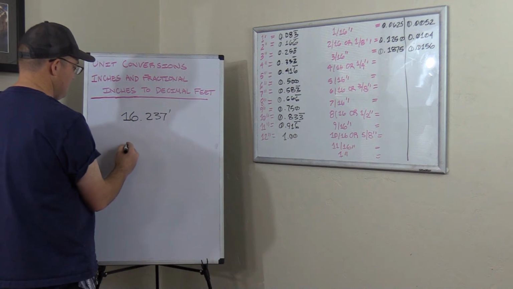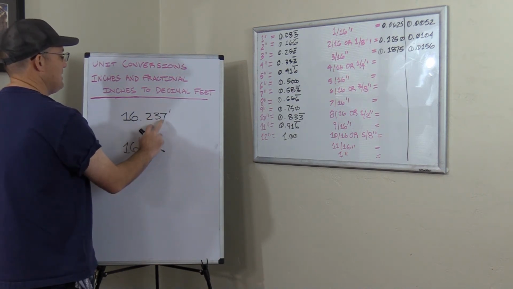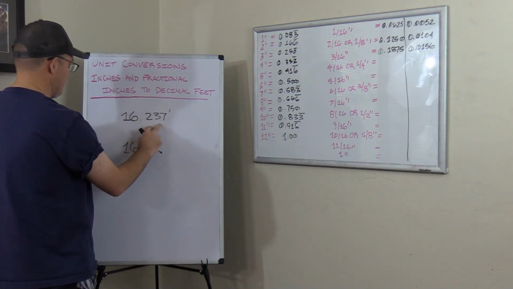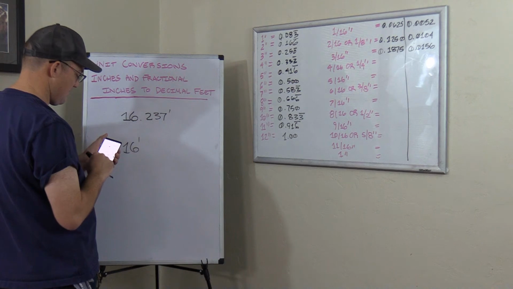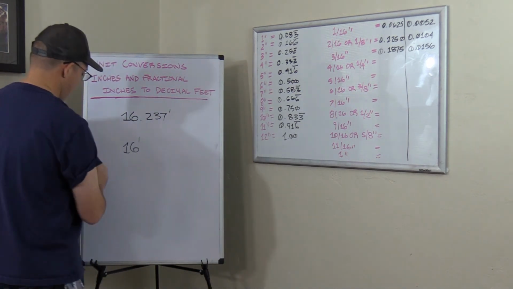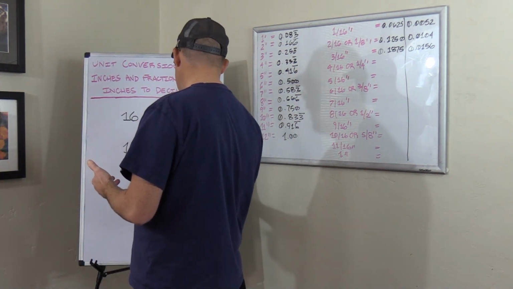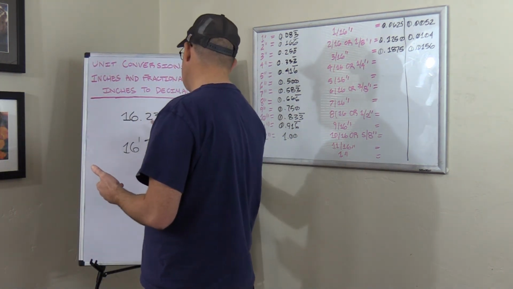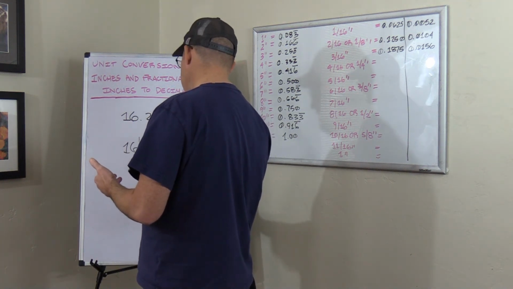Again, this is easy. The 16 comes down, the whole number of feet. Then we've got to figure out how many inches this is first. That's the first step. So we're going to say 0.237 times 12. I'm going to write that down here. We take 0.237, that's the fractional part right here, times 12, which tells us how many decimal inches we have.